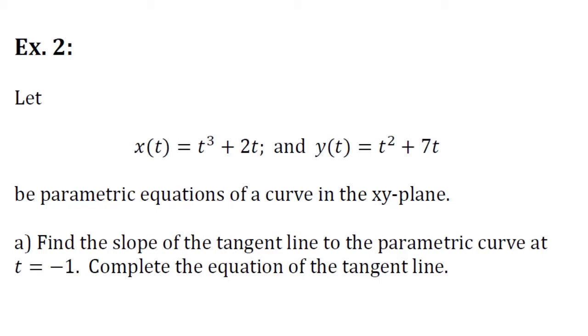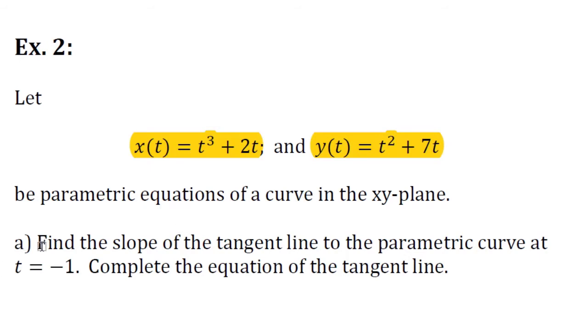Example 2 says: there is a parametric curve right here. Let x of t equal t cubed plus 2t, and y of t equal t squared plus 7t. So what we have here as given information is a pair of parametric equations. Okay, and it's called a parametric curve because together, I don't even have to see the graph, it will give us some kind of curve.